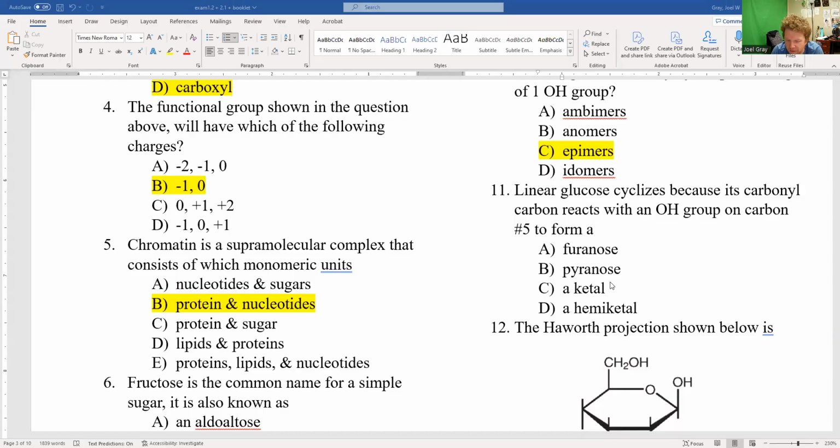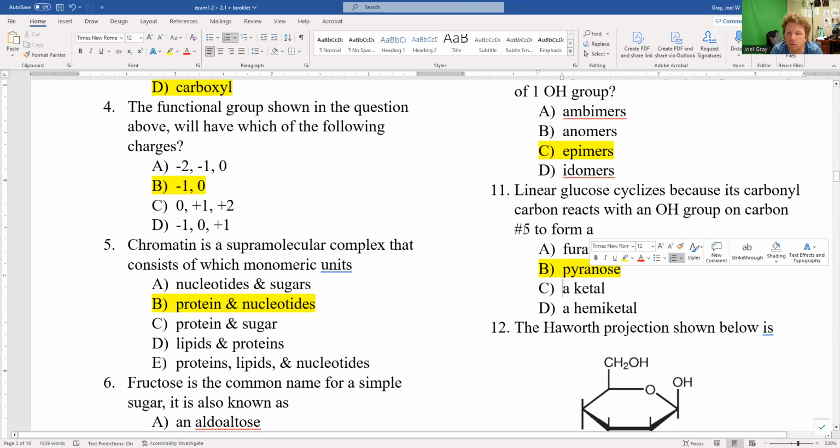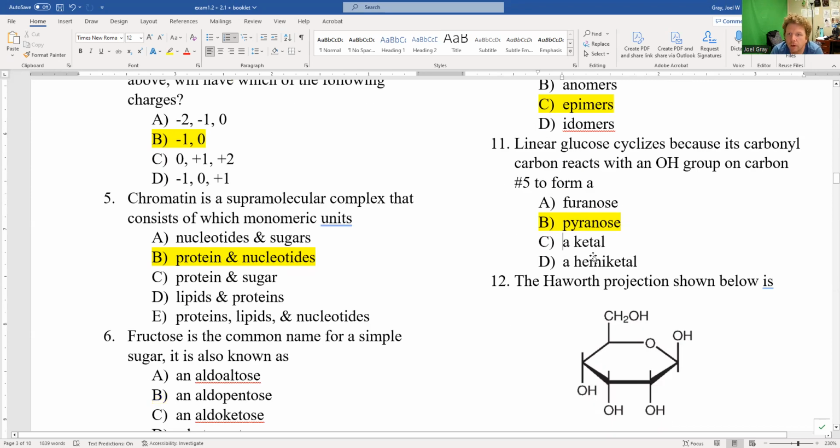When we form a 6-membered ring, we are forming a pyranose. So with linear glucose, carbon number 1 reacts with a hydroxide group on carbon number 5. So the members of the ring are carbon 1, carbon 2, carbon 3, carbon 4, carbon 5, and the hydroxide group on carbon 5. So that is the 6th member, a 6-membered ring, and we're forming a pyranose.